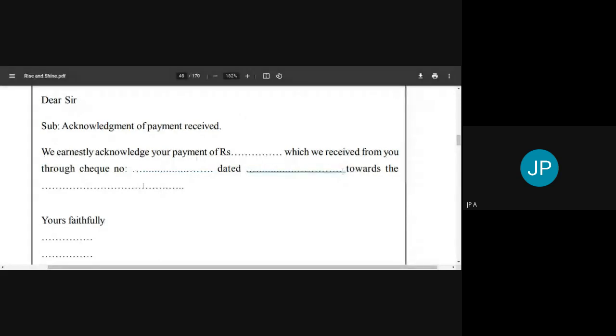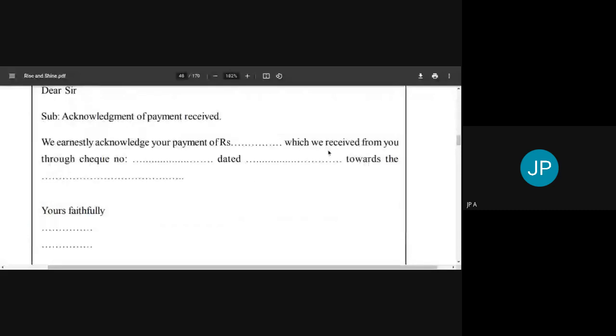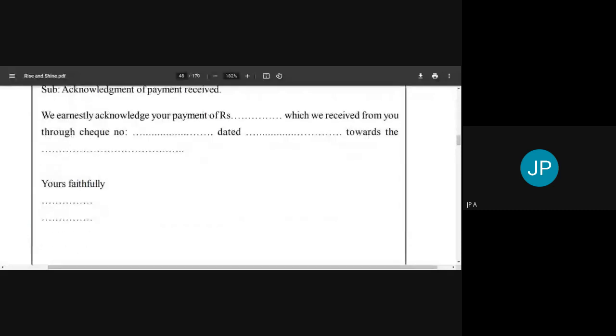Okay, towards what? Towards the price of, or towards the, you can just look at the question itself and you can fill it up. Towards the cost of the office filing cabinet. So that is how you fill up this letter.